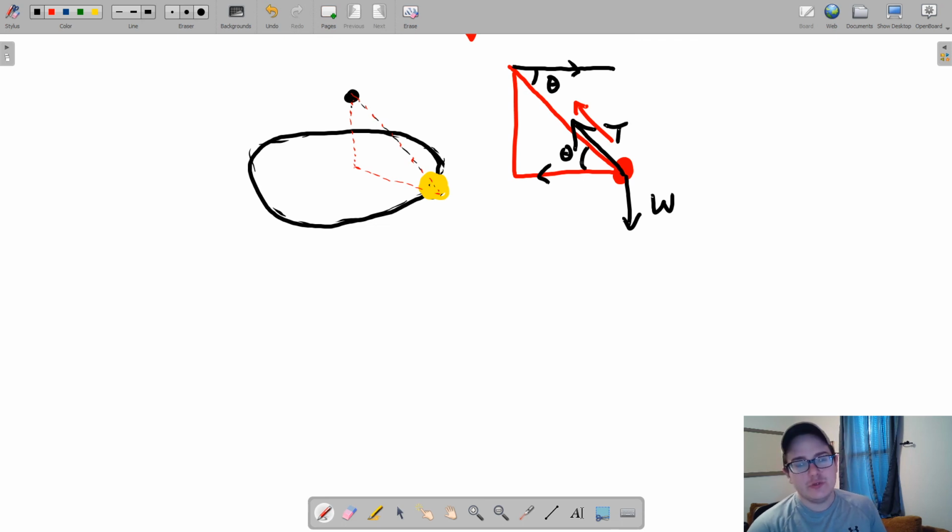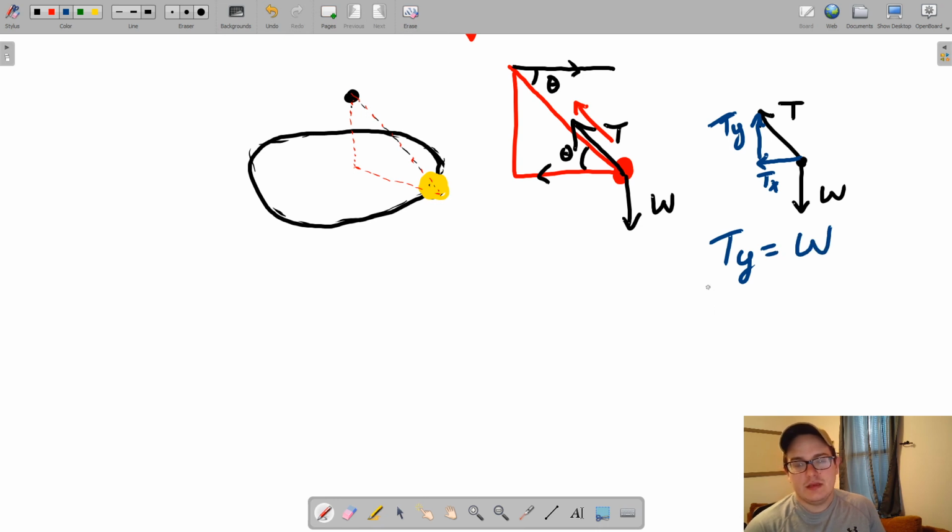Okay, so what do we do here? We then redraw our free body diagram. When it comes to components, always, always, always just redraw your free body diagram. And then in blue here, let's do the components. We have tension in the x direction, tension in the y direction. From here, we can say that tension in the y direction is equal to weight, and that what is causing your centripetal force inwards is tension in the x direction.